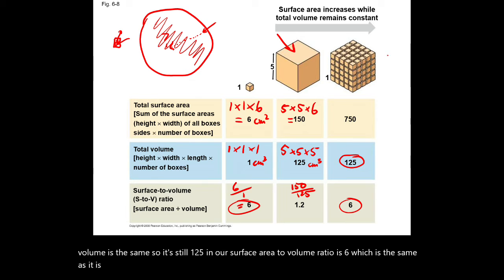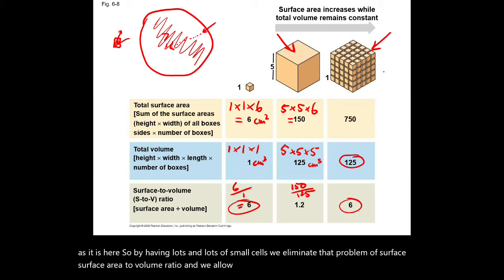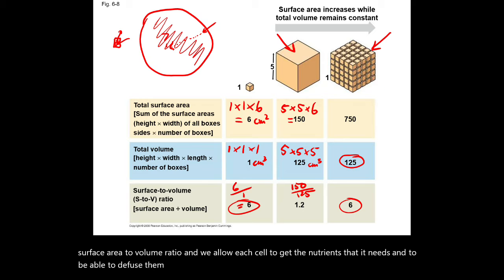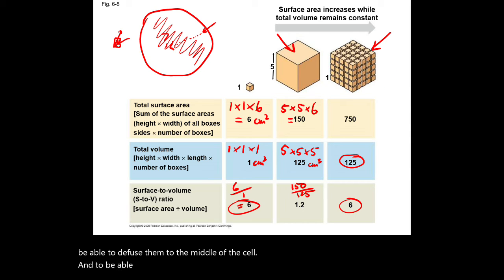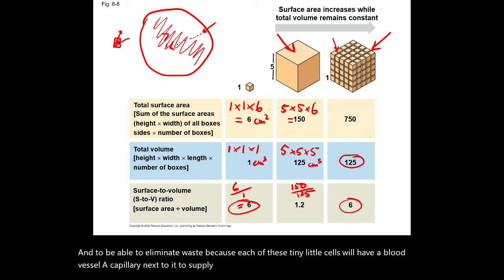So by having lots and lots of small cells, we eliminate that problem of surface area to volume ratio, and we allow each cell to get the nutrients that it needs and to be able to diffuse them to the middle of the cell and to be able to eliminate waste. Because each of these tiny little cells would have a blood vessel, a capillary next to it, to supply glucose and amino acids and nutrients, and to take away waste.